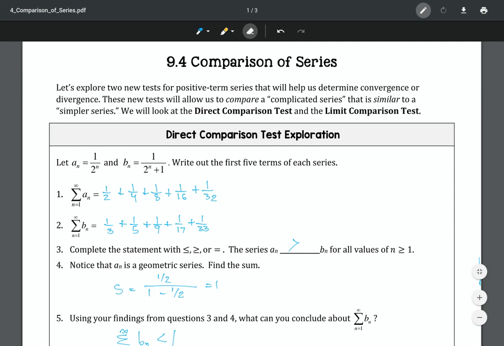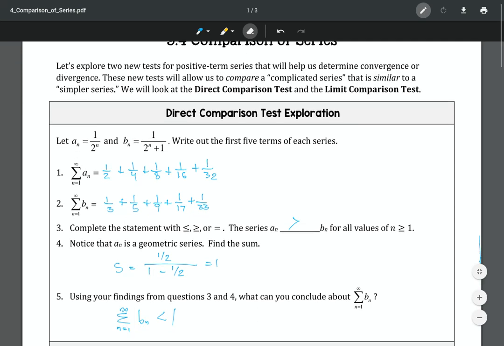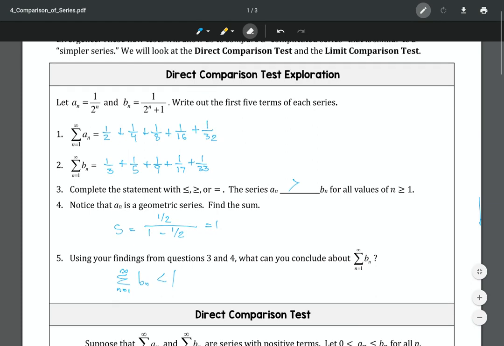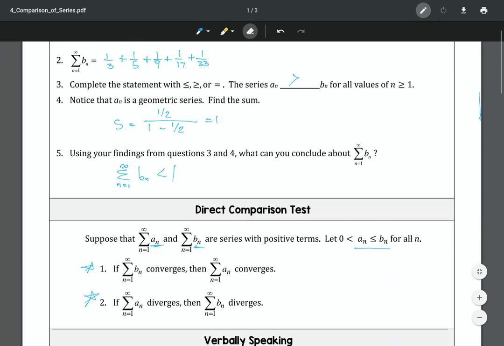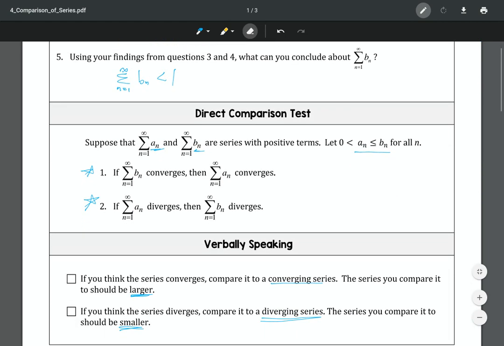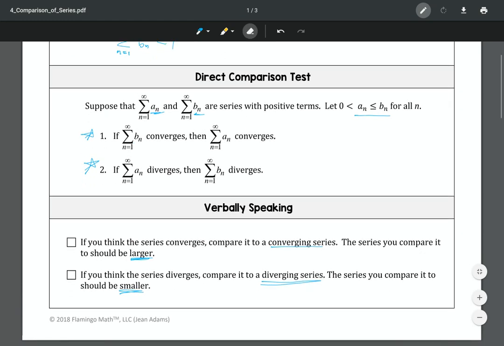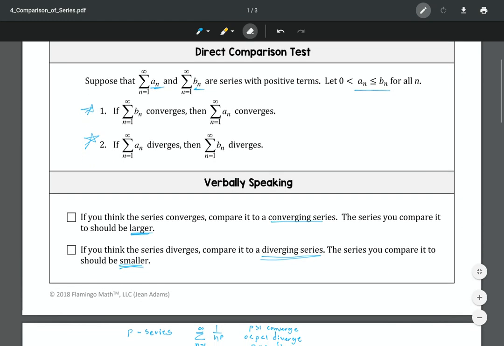Hey guys, let's go ahead and go over 9.4. So we're going to do a couple of comparison tests on this section. Now first, you can copy that down. I don't think it's that clear about how to get the direct comparison test, and here are the two things you need to remember. But mainly, I think the verbal description is better.